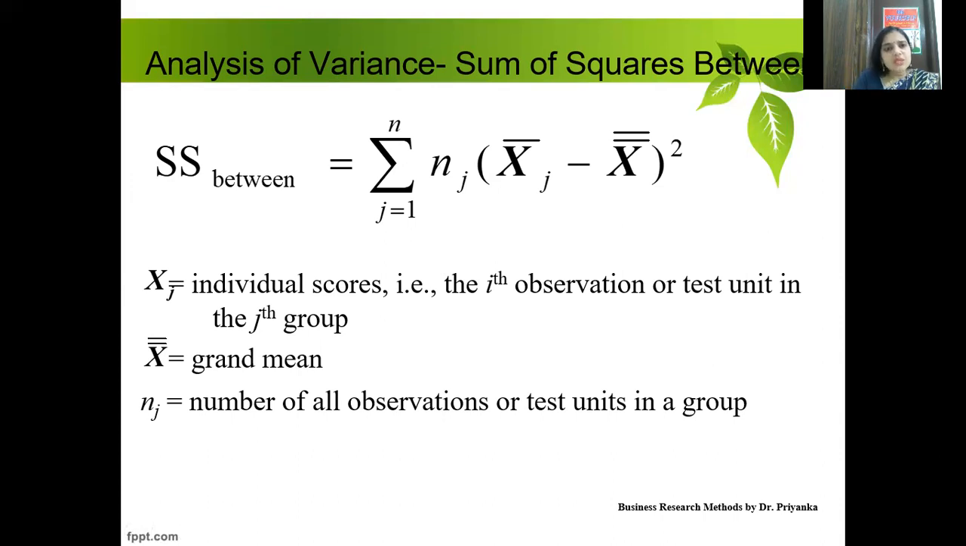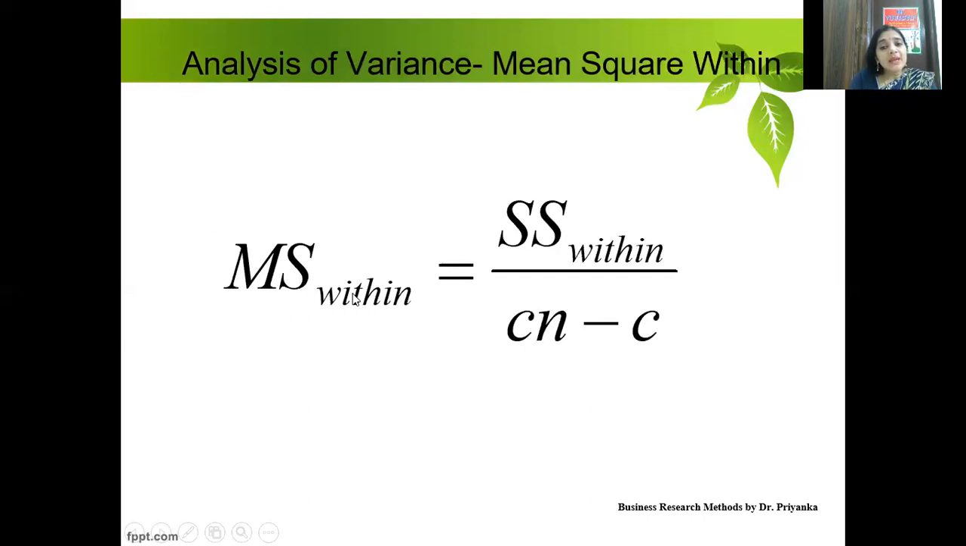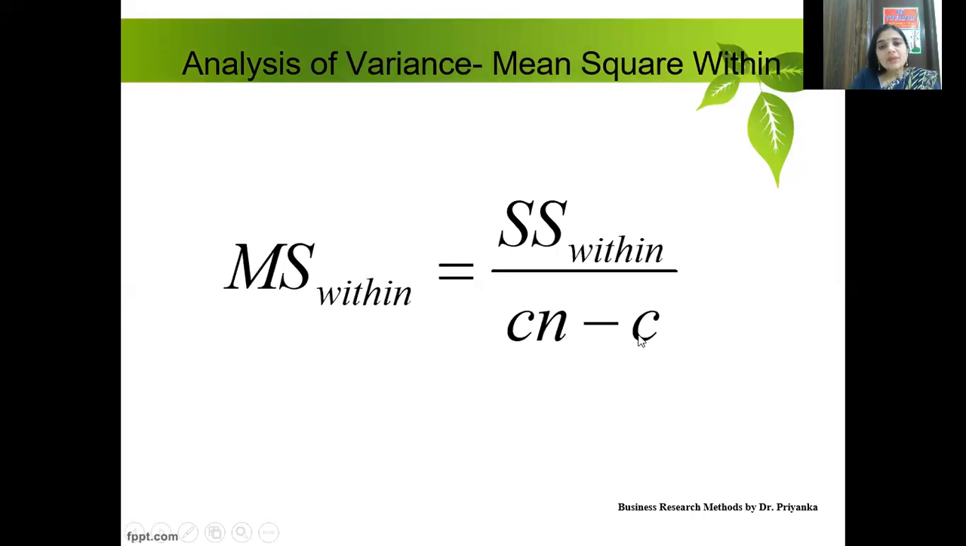After calculating all these values, there's still much to do. Now MS between, that is mean square between the variables, between the categories, you can say between the independent groups, is equal to SS between divided by c minus 1. We'll be calculating MS within as well, and this would be SS within divided by cn minus c. Over here it was c minus 1, and when it comes to within, it can be written as c into n minus 1.